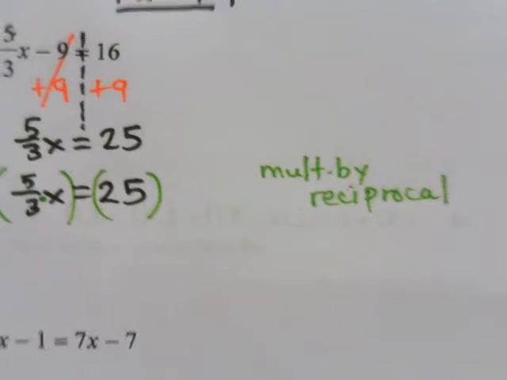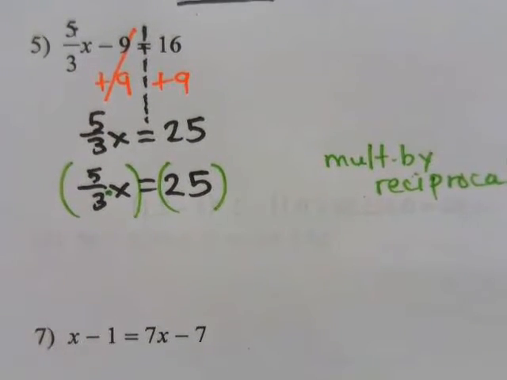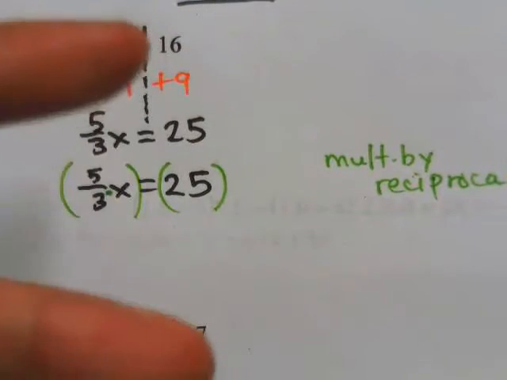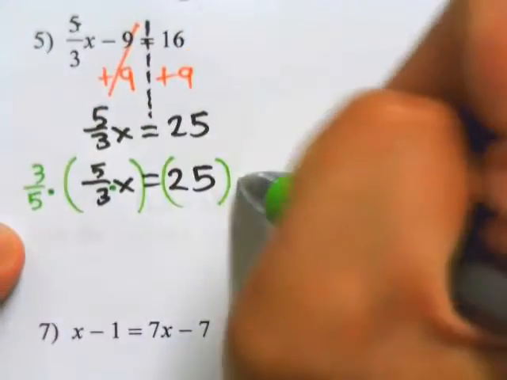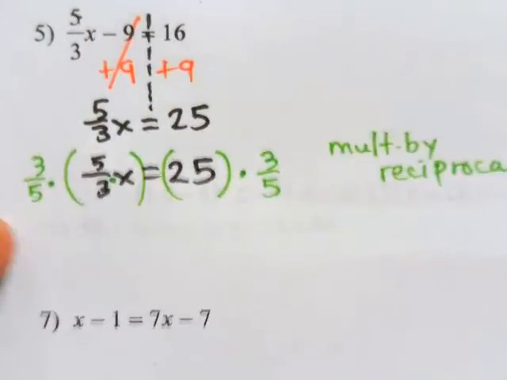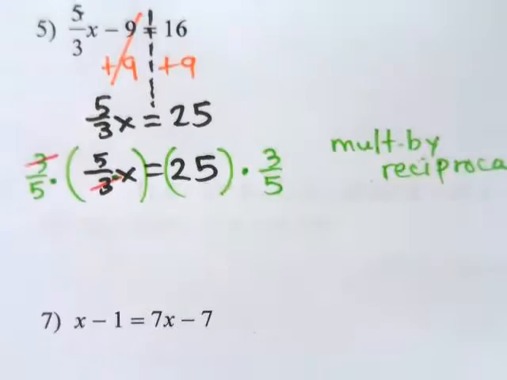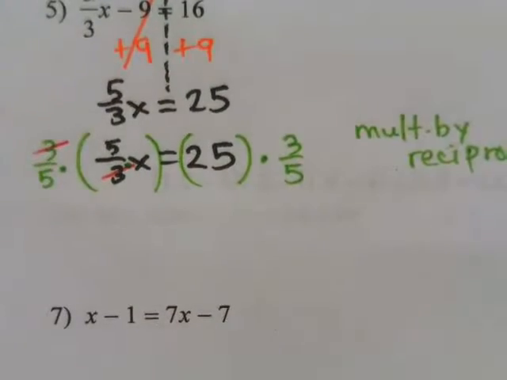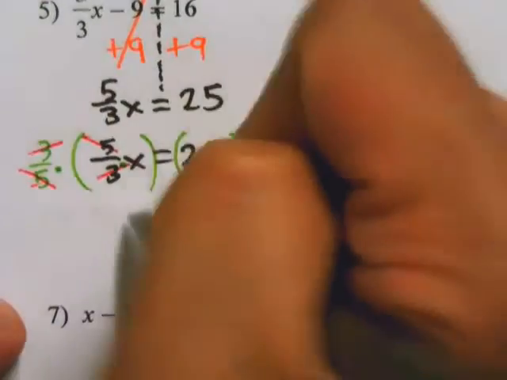I hope I spelled that correctly. Yeah, reciprocal. What is a reciprocal, you ask? Well, it is going to be a flip. So instead of 5/3, we're going to multiply by 3/5. Okay, when you do that, from your fraction days, the 3's are going to undo each other, and the 5's are also going to undo each other over here, and then you're left with an x.